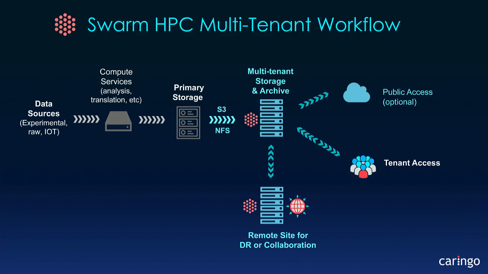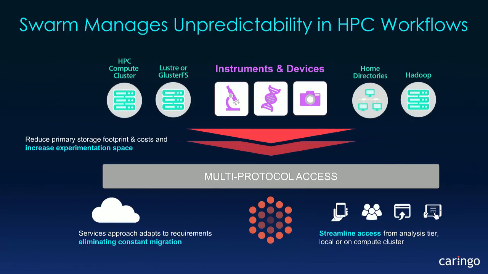To free up the space on your primary storage, you're going to tier this out either to an S3 or an NFS target. And that's what Swarm can provide. It can provide either one of those targets. And it'll drop into a multi-tenant storage archive. And depending on how you move things, it may reside in different domains with different access credentials associated with it.